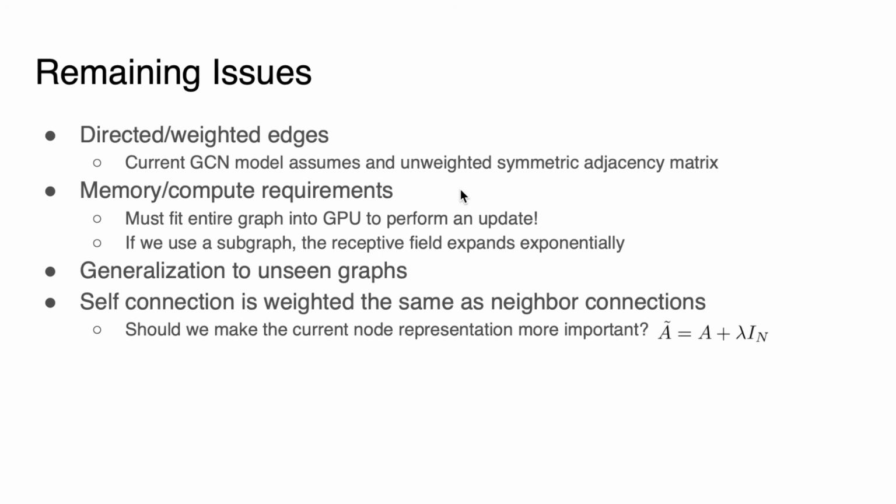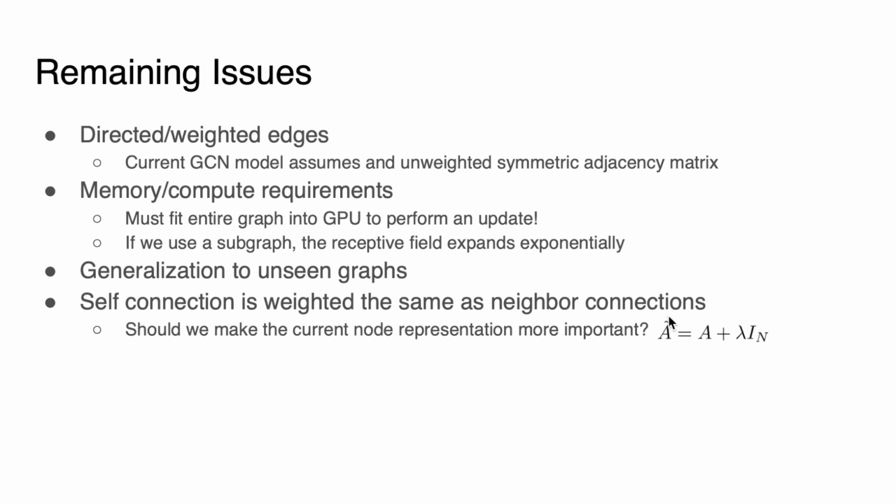Although we can decompose the graph into subgraphs, what we'll see is that the receptive field for each node actually expands exponentially at each layer of the GCN, which still creates memory and compute requirements when we try and compose subgraphs. And this is a problem that's explored by several follow-up papers. We also cannot generalize to unseen graphs. The GCN is only evaluated on transductive tasks, and we never try and evaluate it on unseen graphs or inductive tasks. And finally, the self-connection that we use within the GCN is weighted the same as the neighboring connections.